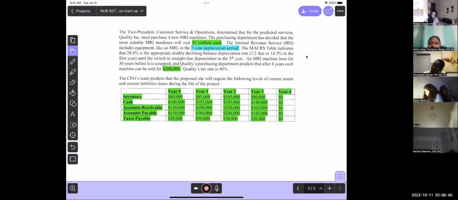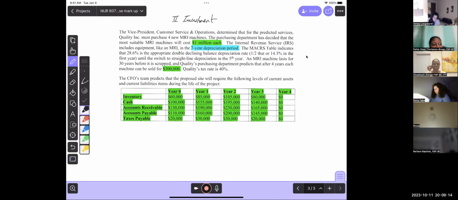All right, so we're going to look at now what I'm going to call investment. This is part two. For the investment, we need to spend $1 million on four machines. So it's $4 million. And then in the fourth year, we're going to get $300,000, which we need to compare against the book value of the depreciated item. So we need to make a table called the depreciation schedule, depreciation table, and it goes like this.